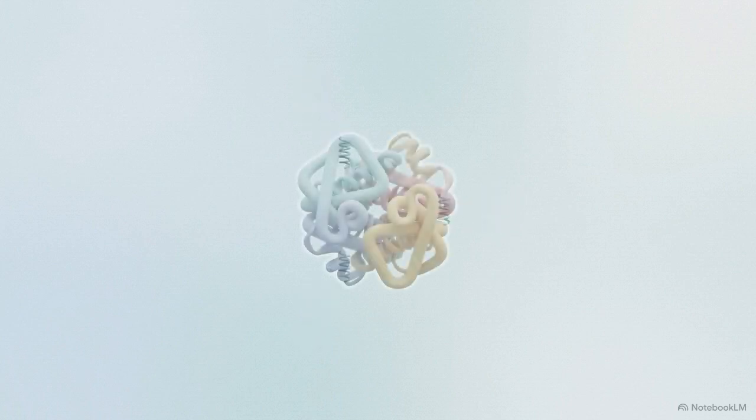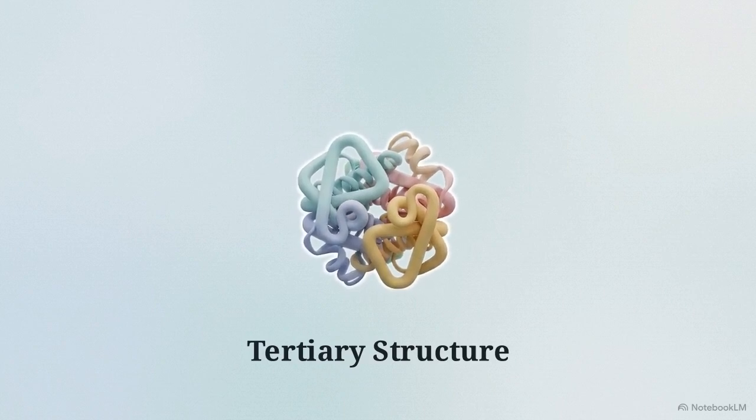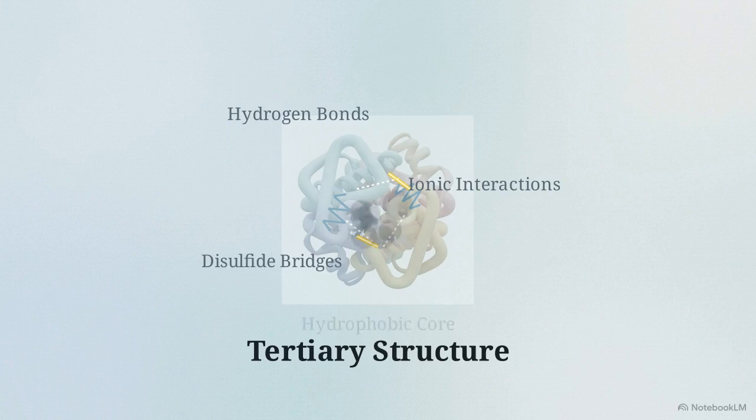The secondary structures then fold further, condensing into a complete three-dimensional architecture known as the tertiary structure. This is the protein's final functional shape. This exact geometry is held tightly in place by four key molecular interactions: hydrogen bonds, ionic interactions, disulfide bridges, and the clustering of hydrophobic R groups deep within the core.